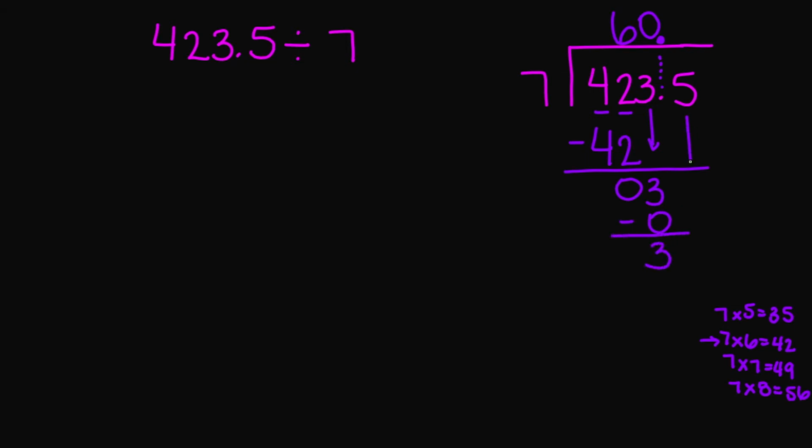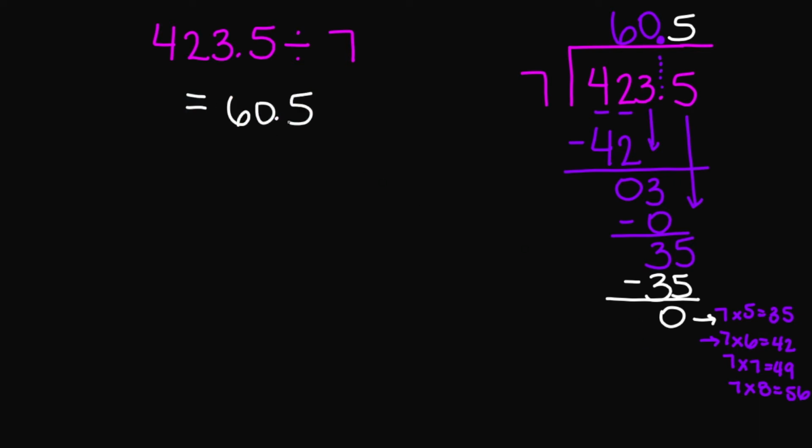Now we're going to bring down our 5. 7 goes into 35 now how many times? 5 times. 7 times 5 is 35. So I'm going to write a 5 on top here. 7 times 5 we said was 35. 35 minus 35 is going to equal 0. So your final answer, your quotient, is 60.5.